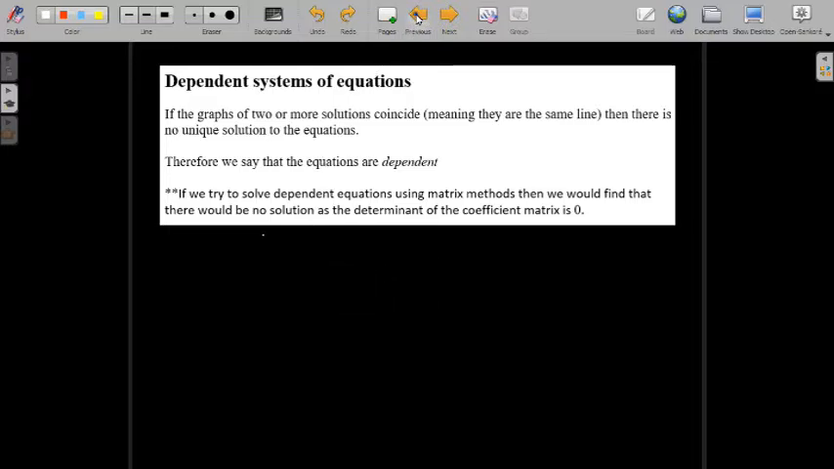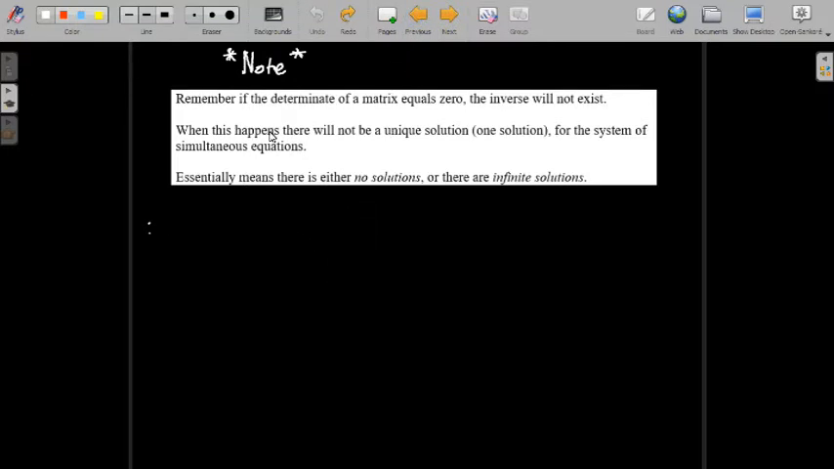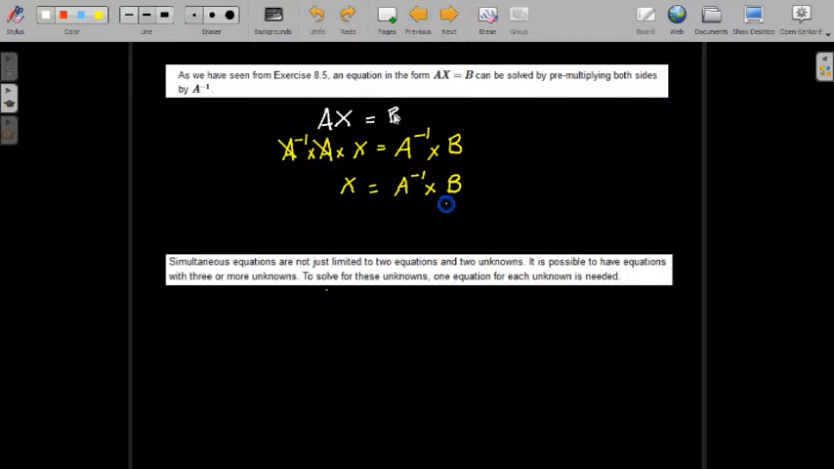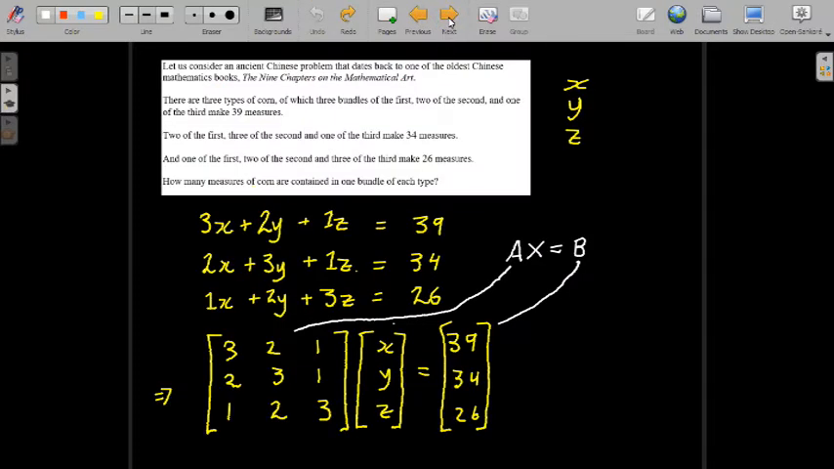Just going on before, solving AX equals B, if we find that the determinant of A equals 0, then we don't have a solution for our inverse matrix.